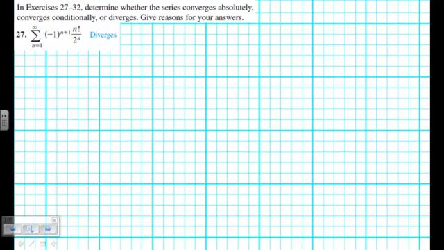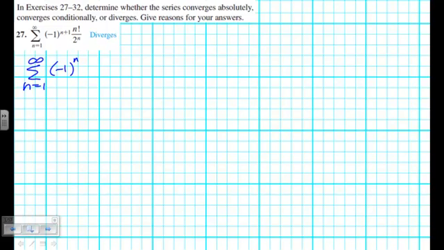So here's problem number 27 from section 9.5, alternating series. All right, so let's ask the question first: does this converge? No, it diverges. It's an alternating series, so let's do the alternating series test. I try to apply the alternating series test.